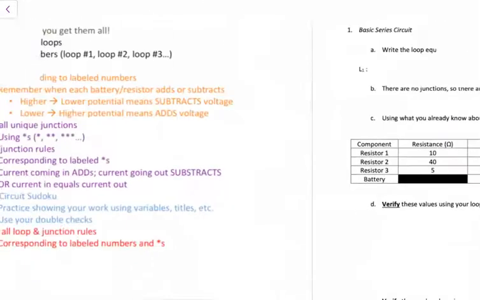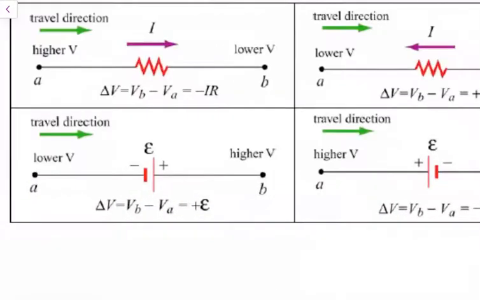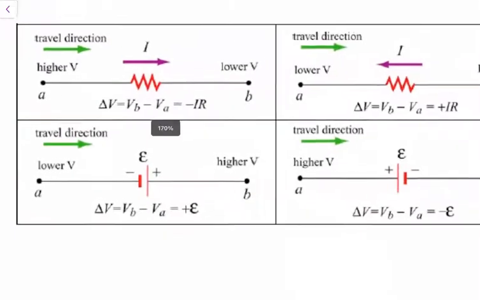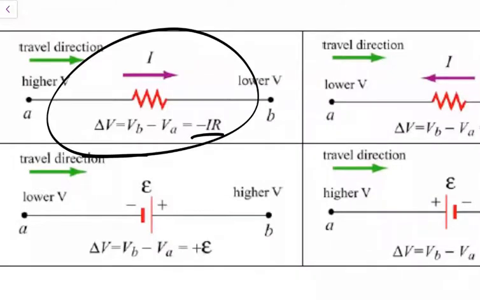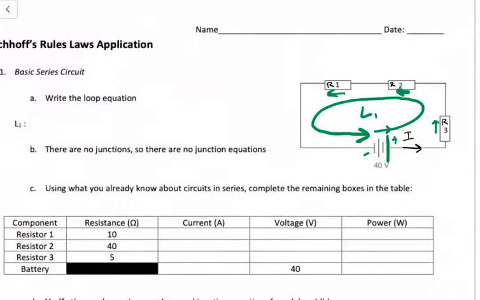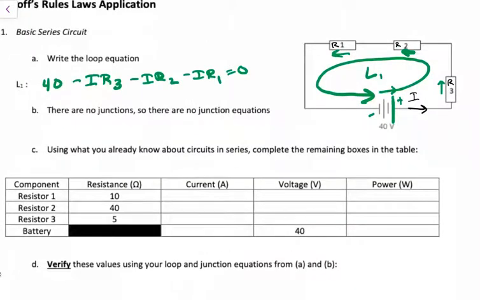So what rules do I have? Well, this is my first rule I'm using because I'm passing from a negative to a positive. And then my loop direction is in the same direction as my current, so I'm going to have a negative IR written. So my first loop equation is 40 volts minus IR3, minus IR2, minus IR1 equals 0. Our loop equation is done.